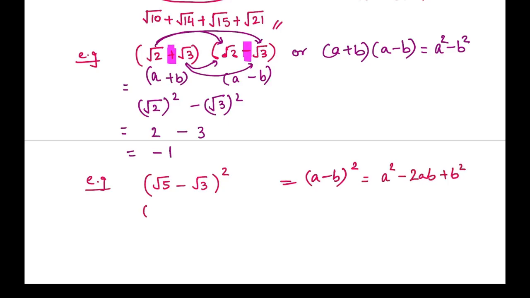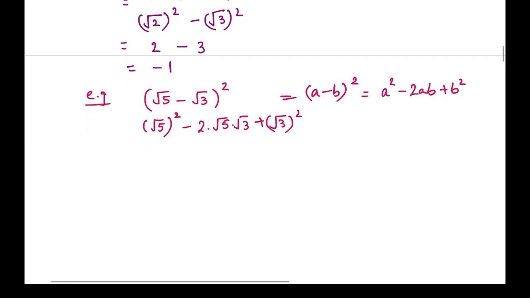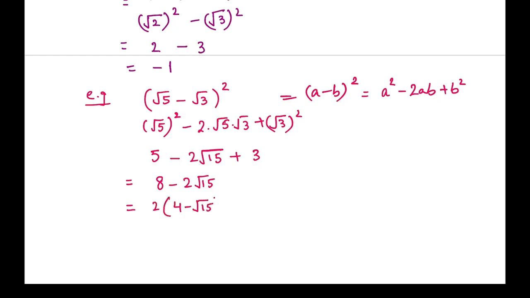Right, so again we will do A, which is root 5 squared, minus 2 times root 5 times root 3, plus root 3 squared, right? And that leaves us with 5 minus 2 root 15 plus 3. So 5 plus 3 is 8, minus 2 root 15, or we can simplify further and take 2 common: 4 minus root 15. So that is your answer here.